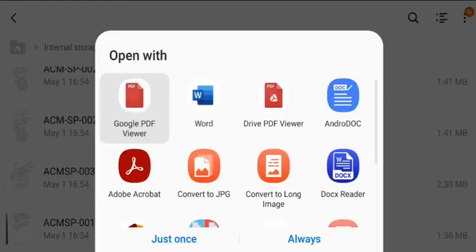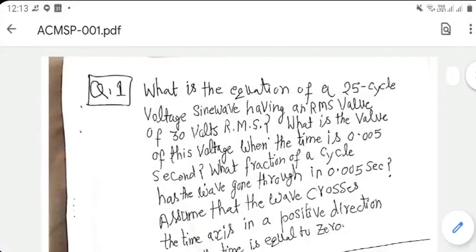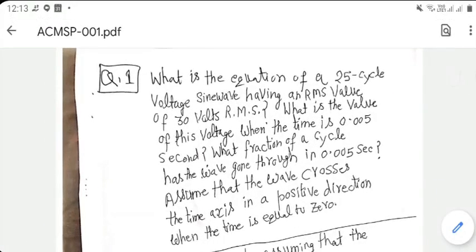Let me try to show you a few numerical problems related to synchronous generators. Look at question 1 carefully. It actually has nothing to do with synchronous generator. This is testing your understanding of AC signals. But this problem appears even in GATE exams.